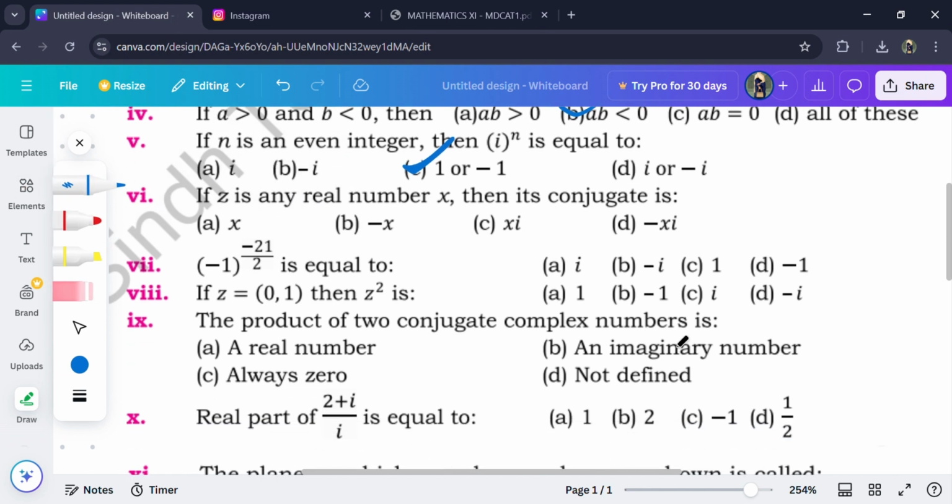Then move on to the sixth part, which says if z is any real number x, then its conjugate will be. Keep in mind that a real number isn't conjugated; it stays just like that. Conjugation is only for the imaginary part, not the real part. So if x is a real number, it will stay x.